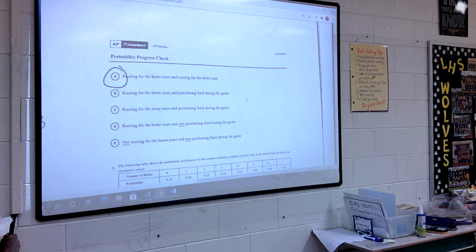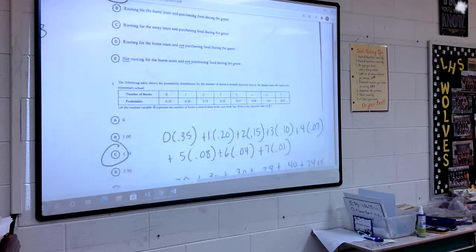Number 3, expected value, remember, is where you multiply the top times the probability and you add. It's the sum of the numbers times their probability. So that's what I did there. 0 times 0.35 plus 1 times 0.20 plus 2 times 0.15.